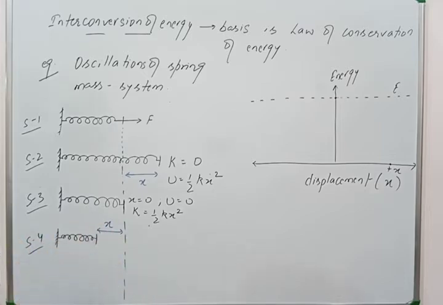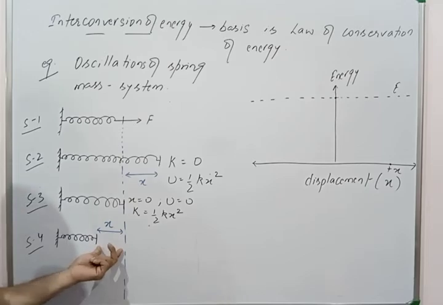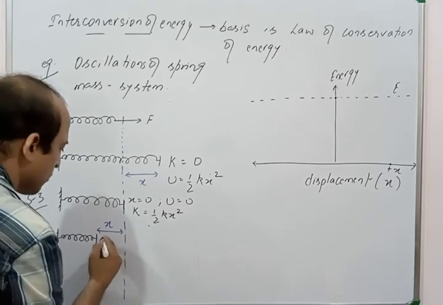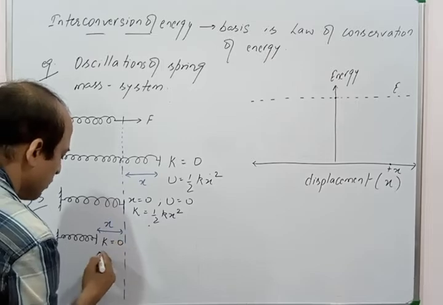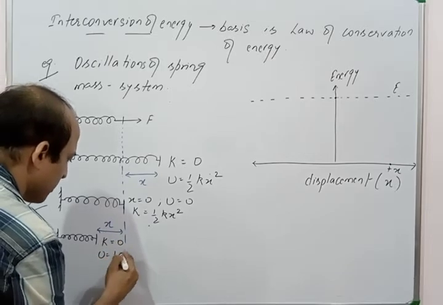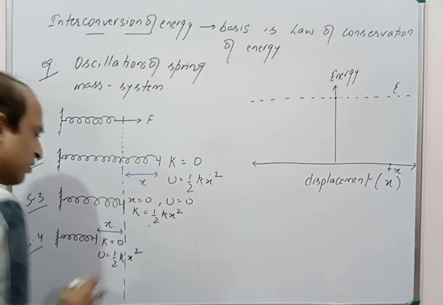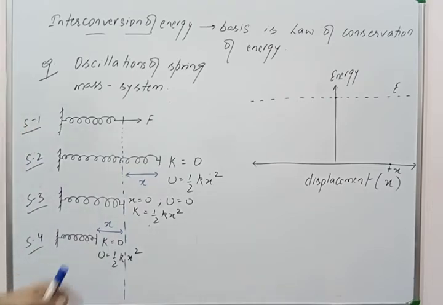So as velocity becomes 0, the spring will stop, but at that time it will be compressed by amount X. Therefore kinetic energy in this state is 0, while the potential energy becomes half kx square. You can see potential energy again becomes maximum.